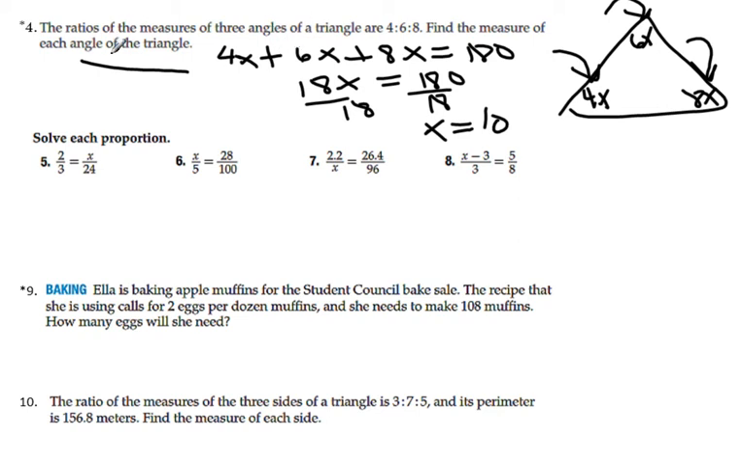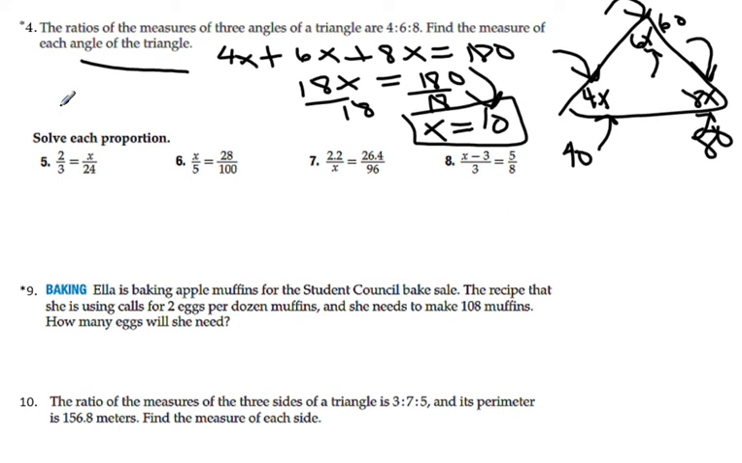It asked us to find the measure of each angle of the triangle. So now that we found x, we want to take that value, that's our greatest common factor, and substitute it in for each of those angle measures. 4 times 10 is 40, 6 times 10 is 60, and 8 times 10 is 80. So the measure of each angle is 40 degrees, 60 degrees, and 80 degrees.